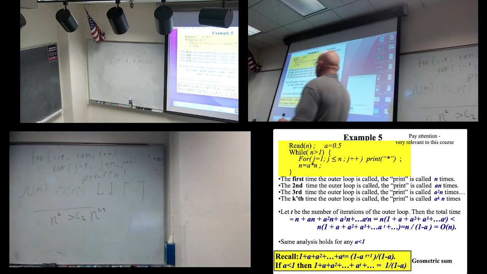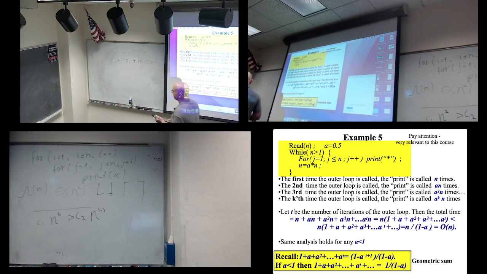Okay, here's another example that we use all over the board. I'll pick some constant a. In this case, I'll pick a to be half. Not really relevant. For j equal 1 all the way to n, I print n stars. And now I'm doing n equals a times n.